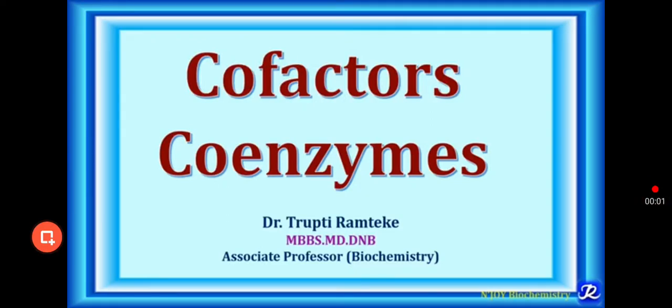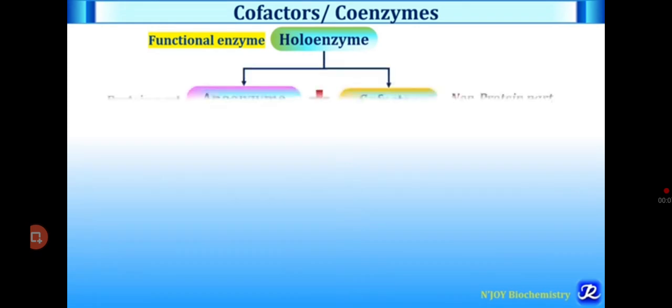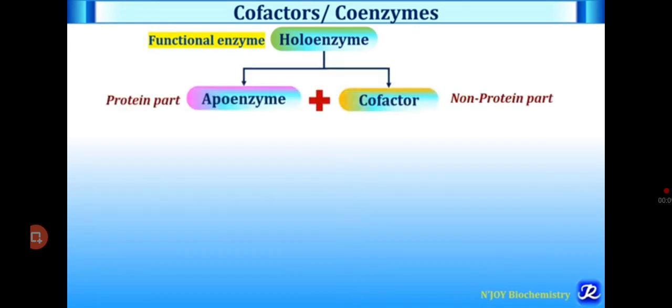Enzymes, their properties and examples. The functional enzyme is called a holoenzyme, and holoenzyme is made up of apoenzyme, which is the protein part of the enzyme, and cofactor, which is the non-protein part of the enzyme. So together, apoenzyme plus cofactor is called a holoenzyme.